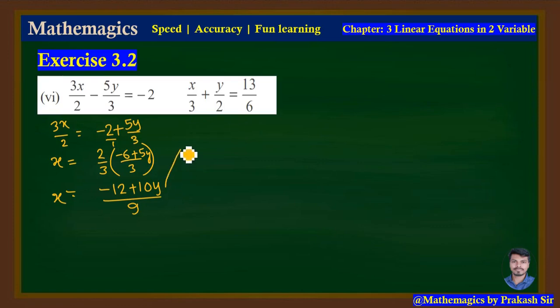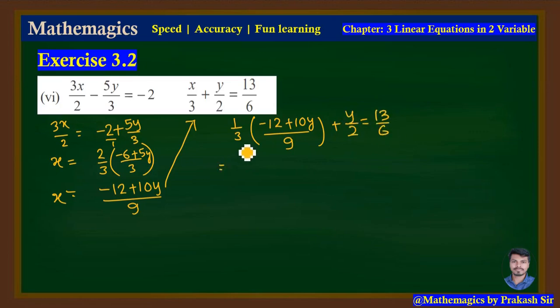After putting this one here, we will get that 1 by 3 into entire x, that is (minus 12 plus 10y) whole divided by 9, plus y by 2 is equal to 13 by 6. So here the answer is going to be 1 into minus 12 become minus 12, plus 1 into 10y become 10y, whole divided by 9 3s are 27, plus y by 2 is equal to 13 by 6.